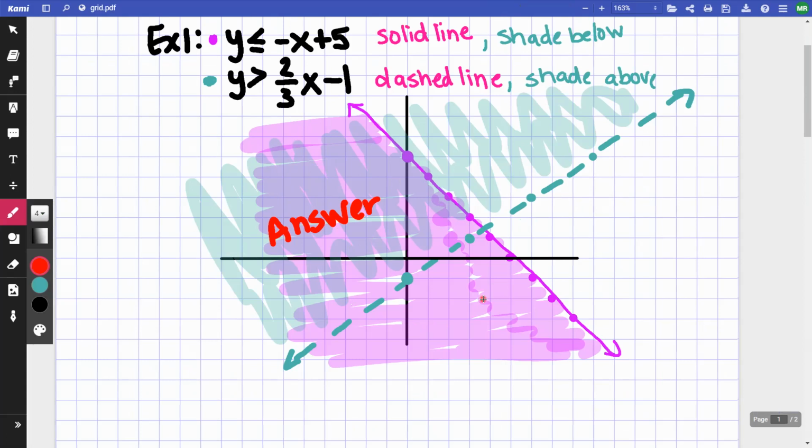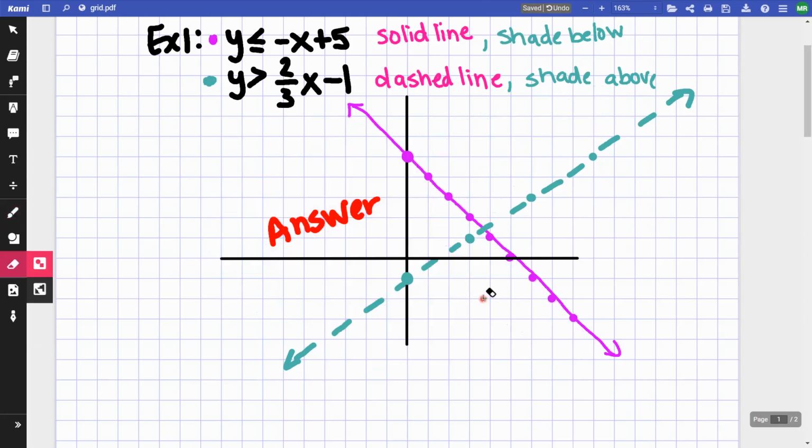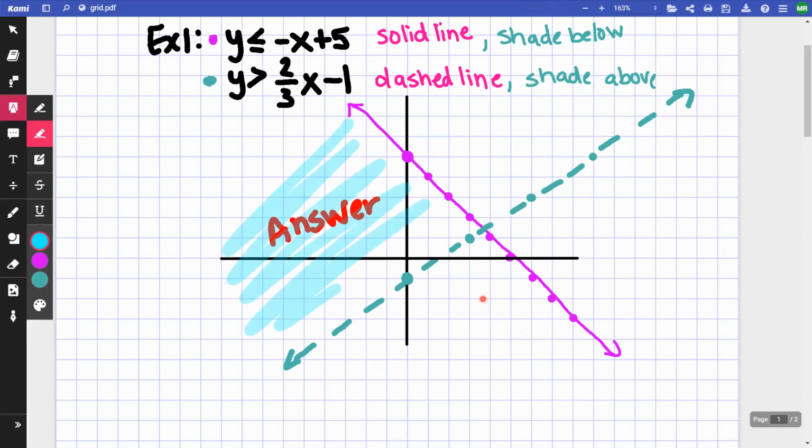Now, really, truly, when we're doing this, the only place I do need to have shaded is the area where I have my answer. So I really could take that away and then just go, okay, this is where my answer is.